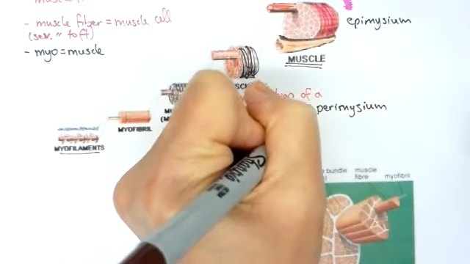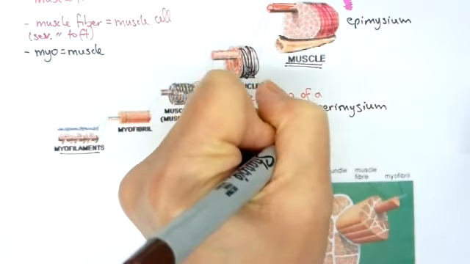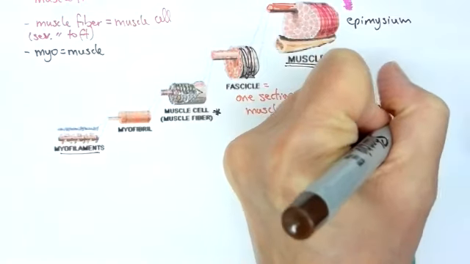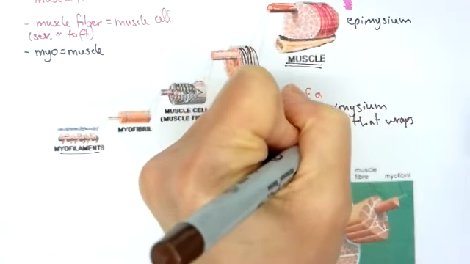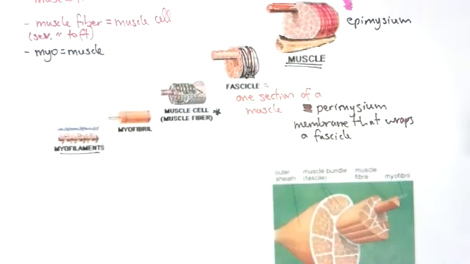Perimysium. That's a membrane that wraps a fascicle. The epimysium is a membrane that wraps a muscle. So let's put that definition up there.